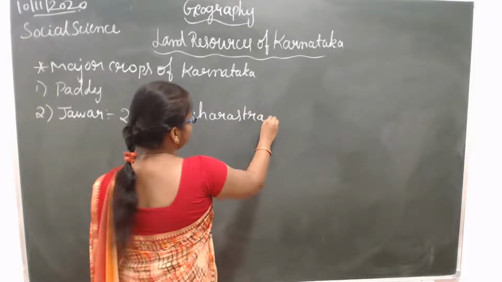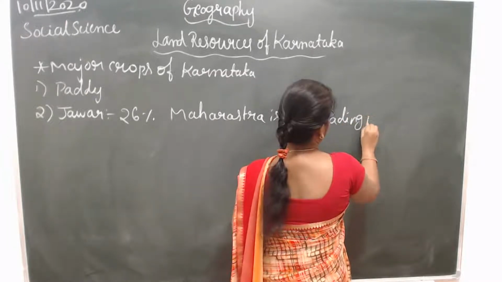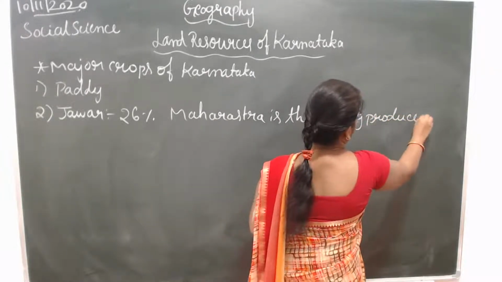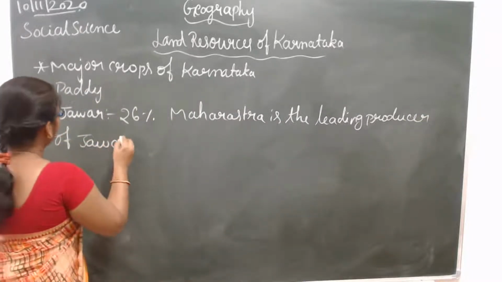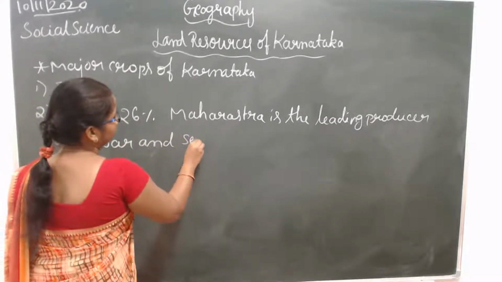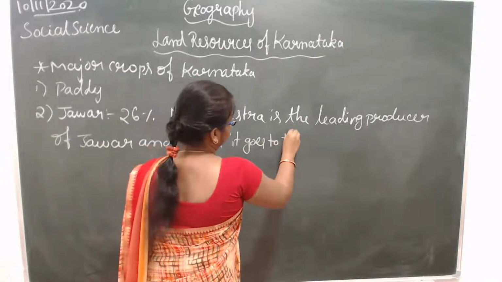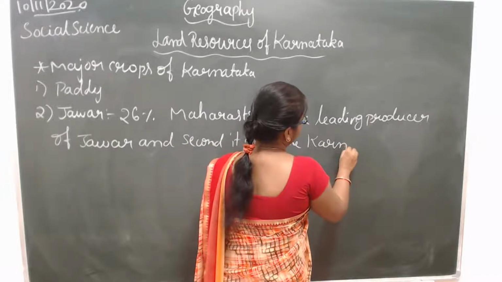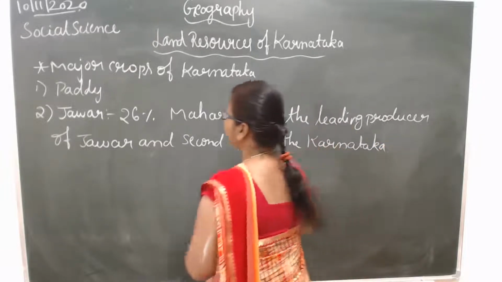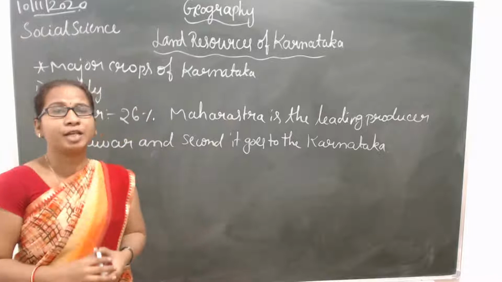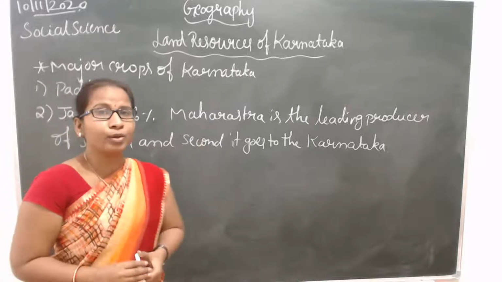Maharashtra is the leading producer of jawar, and second it goes to Karnataka. Karnataka takes second rank in the production of jawar. So in this way, the major part of North Karnataka, they all grow jawar.